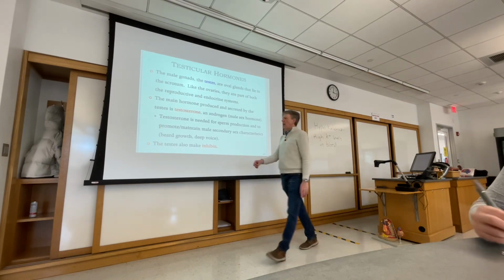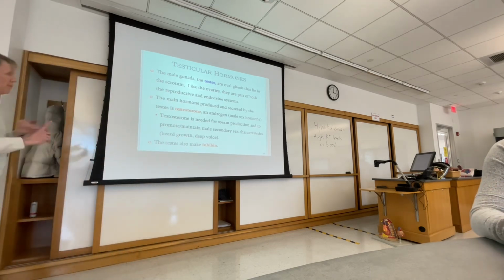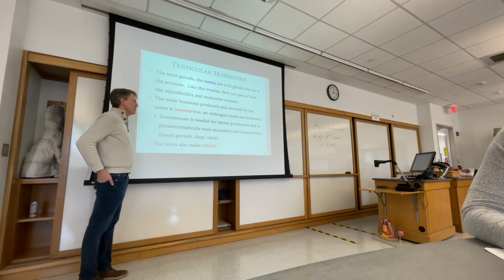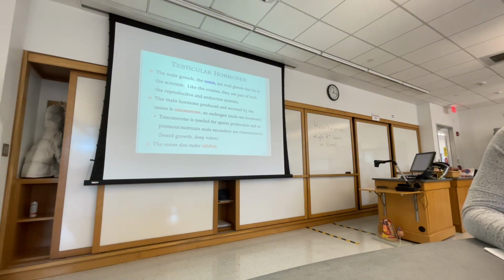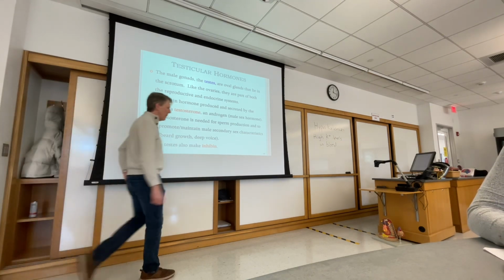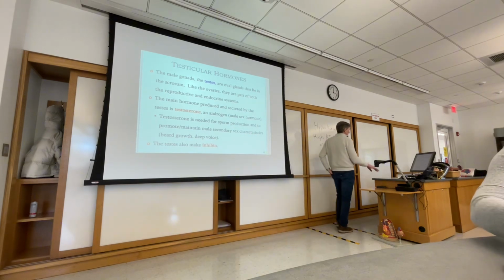Testes, same type of deal as the ovaries, part of both the reproductive and the endocrine system. The main hormone is testosterone. Testosterone is a strong androgen. Testosterone is needed for sperm production. Anyone know the fancy name for sperm production? There you go, spermatogenesis. We'll cover that a lot in the next chapter. It also promotes male secondary sex characteristics, like male hair growth pattern, deeper voice, things like that. The testes also make inhibin that can go up and again interact with the anterior pituitary.